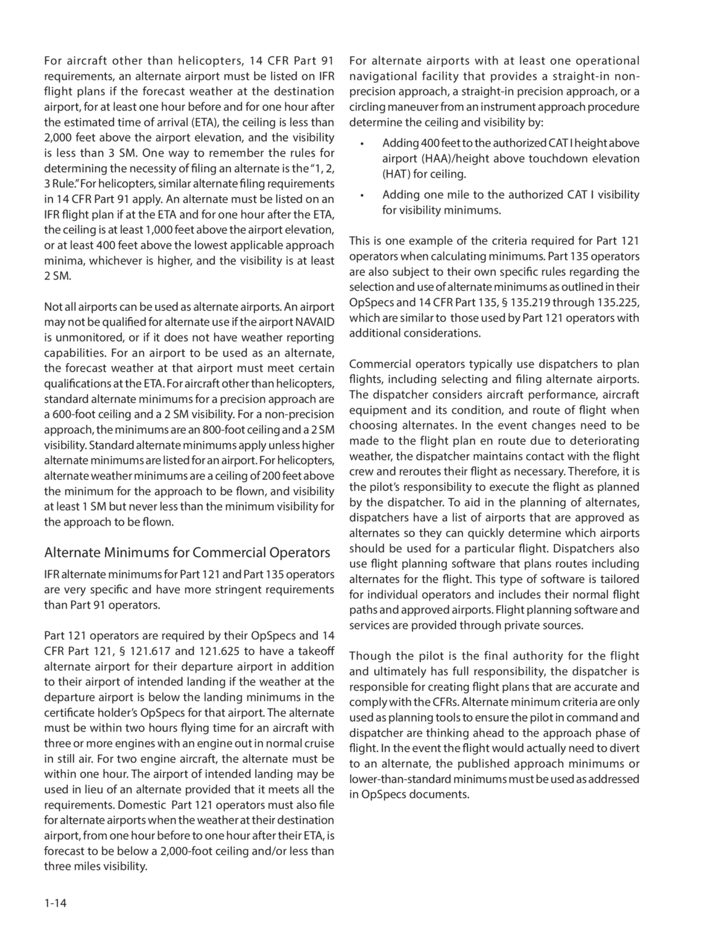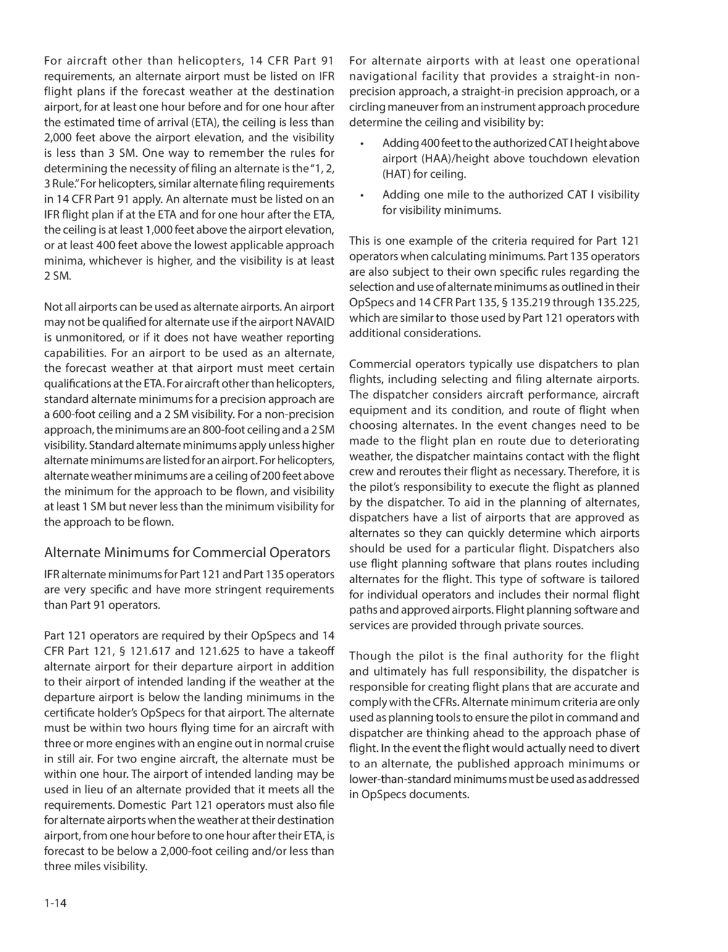For alternate airports with at least one operational navigational facility that provides a straight-in non-precision approach, a straight-in precision approach, or a circling maneuver from an instrument approach procedure, determine the ceiling and visibility by adding 400 feet to the authorized height above airport (HAA) or height above touchdown elevation (HAT) for ceiling, and adding 1 mile to the authorized visibility for visibility minimums. This is one example of the criteria required for Part 121 operators when calculating minimums.